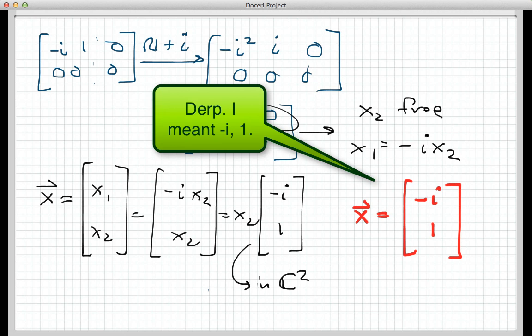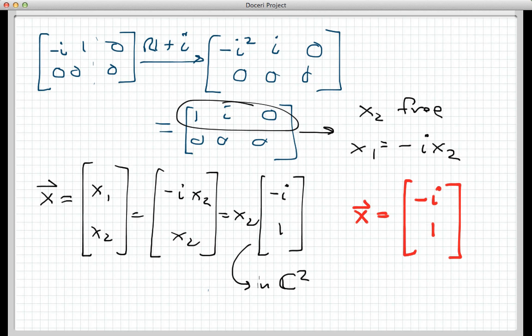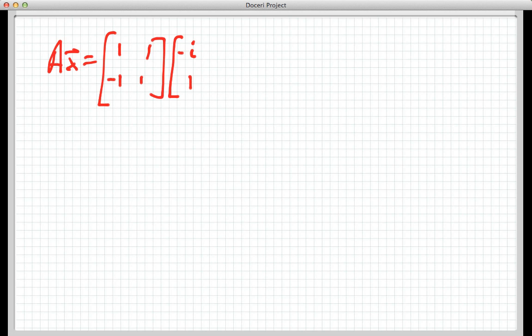Now, just to prove that this is the case, and this is kind of an optional step, but I think it's important to do, let's multiply A times this vector and see what we actually get. So I'm going to do that over here. A times x, that is the matrix 1, 1, minus 1, 1. My x was negative i, 1. And now let's multiply through. That's going to give me negative i plus 1, and then on the bottom it is i plus 1.